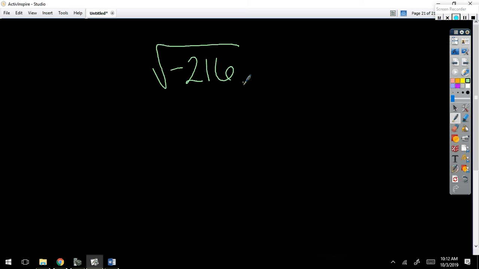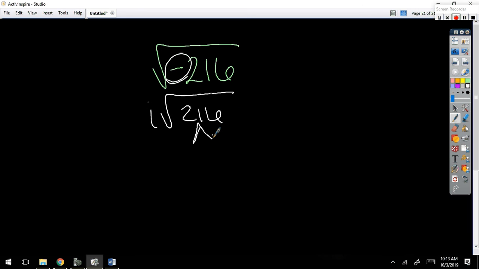Okay, so we have several properties here that we have to take care of. Very first thing, this negative has to go, right? So I'm just going to do this. Does that make sense? All right.